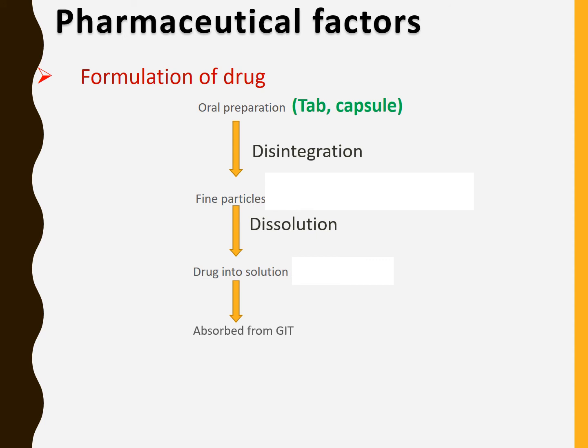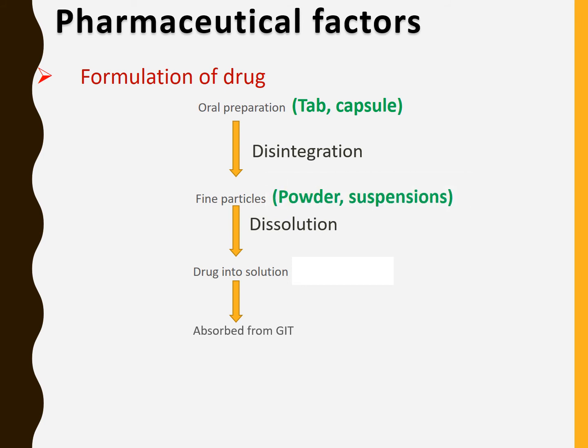When we take the example of oral dosing, consider it is a tablet or a capsule. It has to break into small particles in the stomach, and it takes time. Then it forms the fine particle, then it should be dissolved, and then the absorption. So it takes that much time.